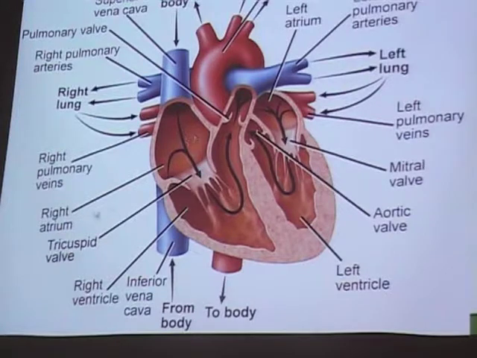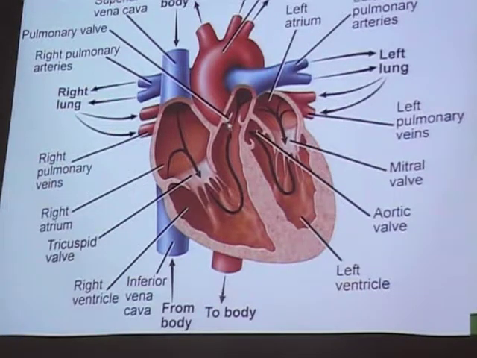Okay. So, just review real quick. Blood goes from the body through the superior and inferior vena cava to the right atrium, gets squeezed down through the tricuspid valve to the right ventricle, then gets squeezed up through the pulmonary arteries to the lungs.